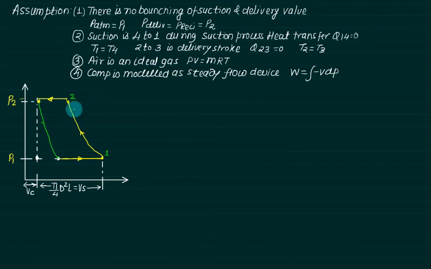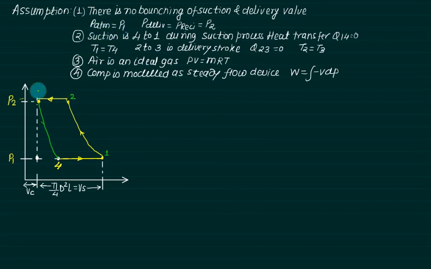Continue with the derivation of work done required for reciprocating compressor. In this one we have neglected the assumptions. Number 1 is that there is no bouncing of the suction and delivery valve. From 4 to 1, the suction process takes place at constant pressure P1, and unless and until mentioned, P atmospheric equals P1.